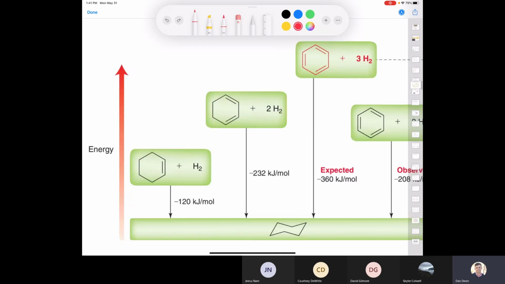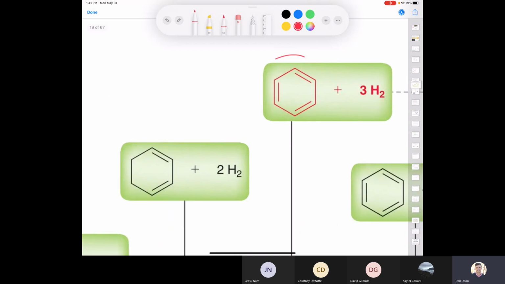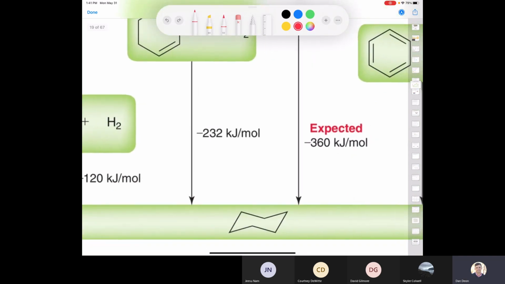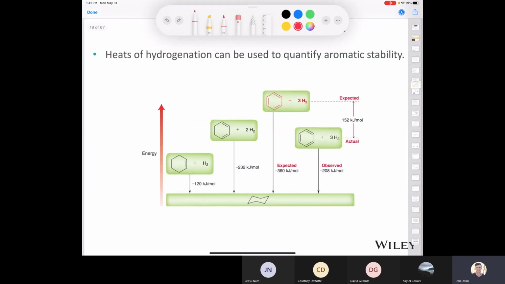So you think, okay, if I add a third double bond and make this theoretical molecule, which would be called 1,3,5-cyclohexatriene, and you hydrogenate that, you would think it should be around 360 kilojoules per mole. But what you actually find is that when you hydrogenate benzene, you only release 208 kilojoules per mole. It's even more stable than this molecule.